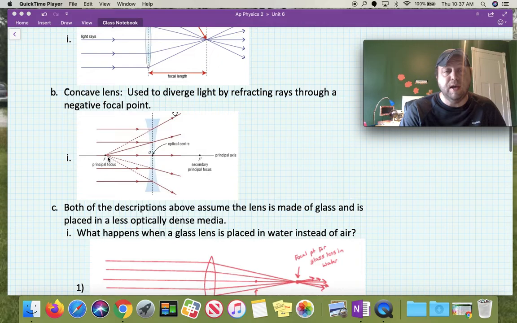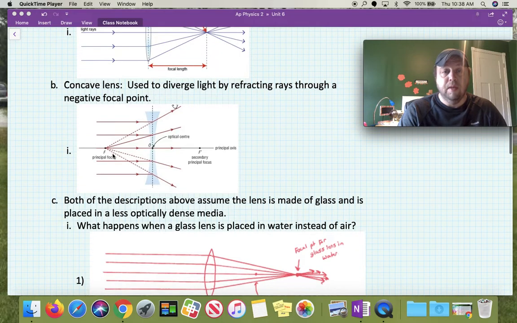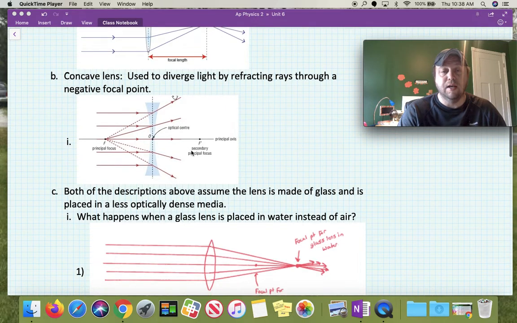So notice that we now have a focal point, and the focal point's negative. Just like we did with diverging mirrors, when we plugged it into our equations, we had to use a negative focal point. The same thing is going to happen for concave lenses. I'll talk about this on a later video, but there are two focal points, a primary and a secondary. So we will discuss that later on.